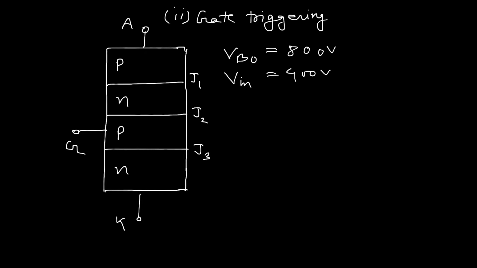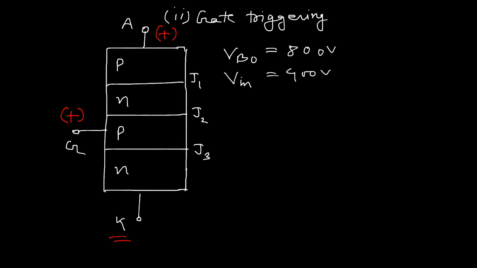Suppose, assume the gate is more positive with respect to the cathode, and the device is forward biased. That means the anode is more positive with respect to the cathode, and suppose the anode voltage is given as just 400 volt, not 800 volt. Now we are increasing the gate signal. Then what happens? If the gate is more positive with respect to the cathode, then it tries to attract more electrons from the upper N region and the bottom N region. Let me discuss it in detail.